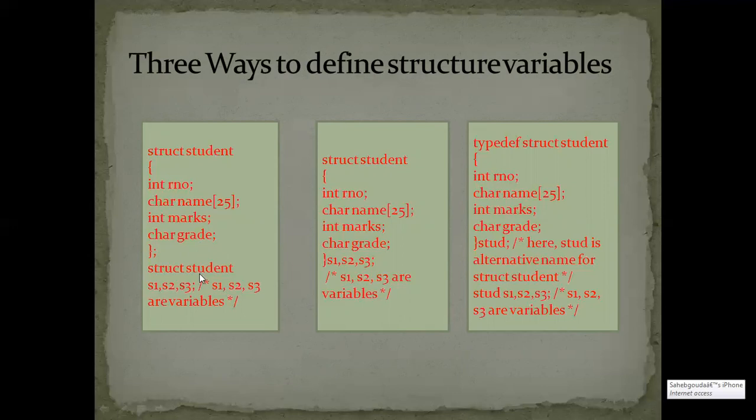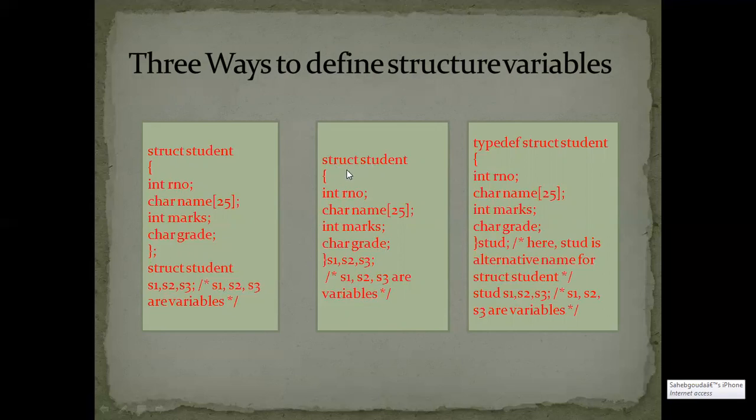Okay, pay attention, the only difference is this part. So here struct student S1, S2, S3, end with semicolon. This is a comment line. Here S1, S2, S3 are what? Variables. So this is one way of defining the structure variable. Okay, so these are the variables we have defined. We'll see the same example, how we can define it in another form.